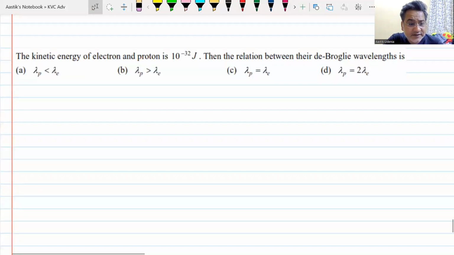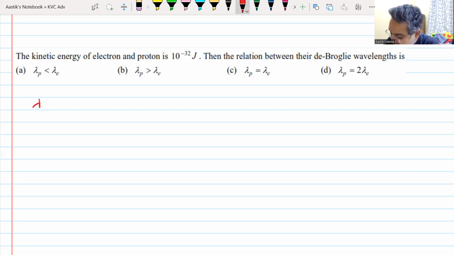This, my dear friends, is the next question. The kinetic energy of an electron and a proton is the same. What is the relation between their de Broglie wavelengths? I'll give you a minute to give me the answer. Option A, I think, is correct.